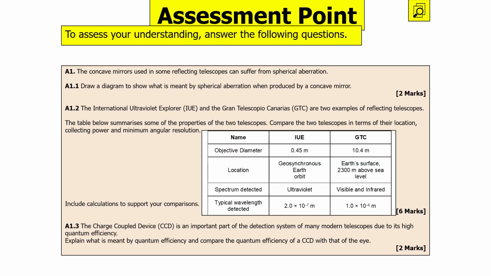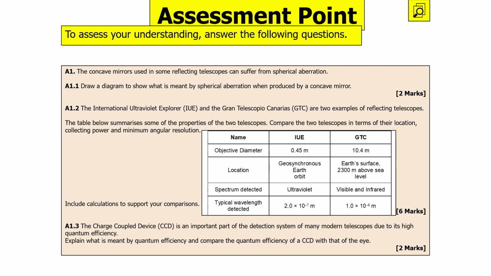The next question says, the concave mirrors used in some reflecting telescopes can suffer from spherical aberration. Draw a diagram to show what is meant by spherical aberration when it is produced by a concave mirror. Then the International Ultraviolet Explorer, the IUE, and the Gran Telescopio Canarias, the GTC, are two examples of a reflecting telescope. The table below summarizes some of the properties of the two telescopes. Compare the two telescopes in terms of location, collecting power and minimum angular resolution. Include calculations to support your comparisons.